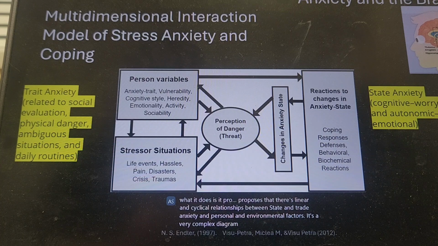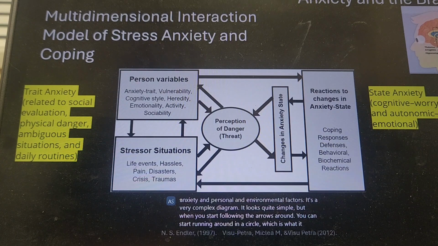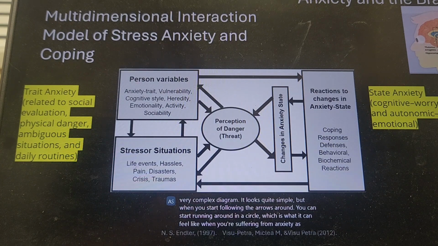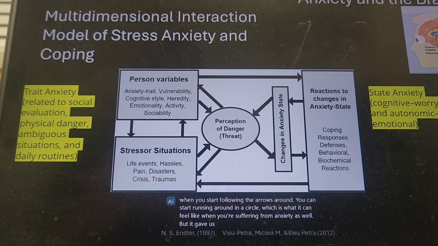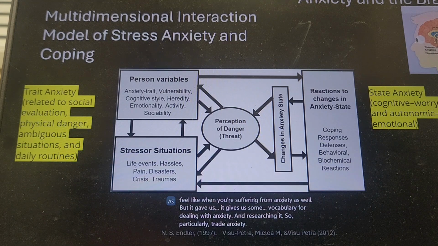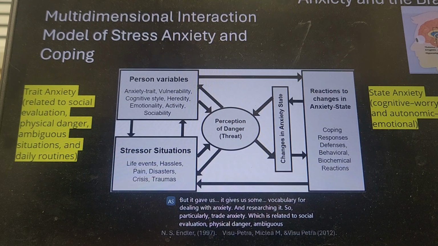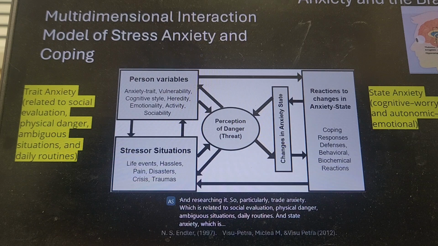It looks quite simple, but when you start following the arrows around, you can start running around in a circle, which is what it can feel like when you're suffering from anxiety as well. But it gives us some vocabulary for dealing with anxiety and researching it. So particularly trait anxiety, which is related to social evaluation, physical danger, ambiguous situations, daily routines, and state anxiety, which is cognitive worry and emotional autonomic reactions.